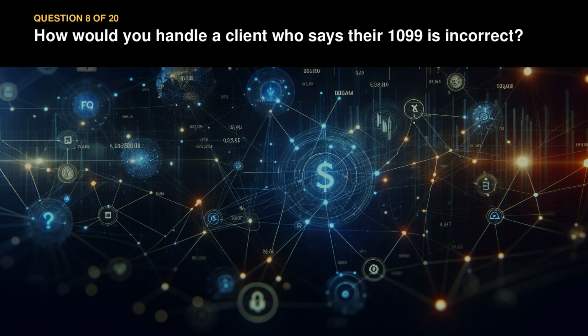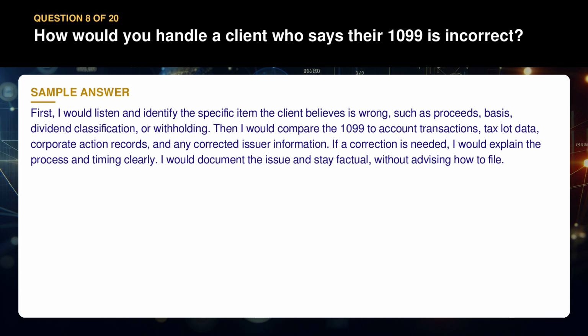Question 8. How would you handle a client who says their 1099 is incorrect? First, I would listen and identify the specific item the client believes is wrong, such as proceeds, basis, dividend classification, or withholding. Then I would compare the 1099 to account transactions, tax lot data, corporate action records, and any corrected issuer information. If a correction is needed, I would explain the process and timing clearly.